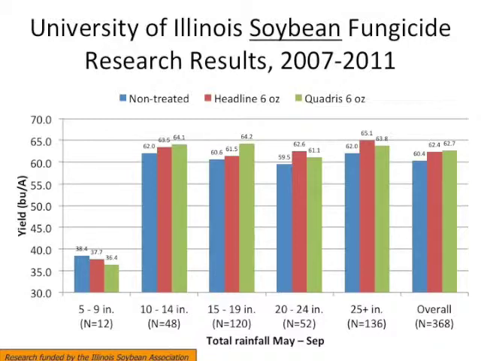So what you can see here is that as long as we had at least a 10-inch accumulation of rainfall from that May to September period, we had a pretty consistent 2 bushel an acre yield response across the board. Where that did not play out was in that very dry environment where we had less than 10 inches of rainfall during that period, and you can see that we had no positive yield response with foliar fungicides in that situation.